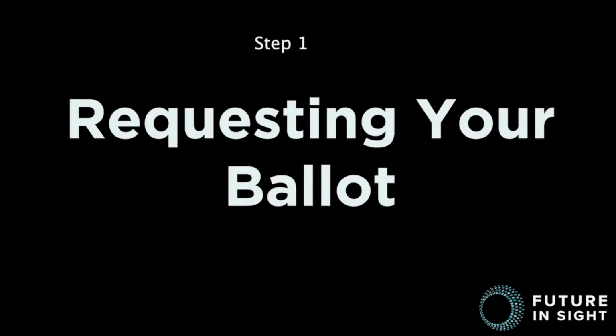Step 1. Request your accessible electronic ballot. You will need to download the application from the New Hampshire Secretary of State's website. A link to that website is included below in the description. To download an application for an accessible electronic absentee ballot, visit the New Hampshire Secretary of State's webpage. There are 3 pages to the accessible electronic absentee ballot request.